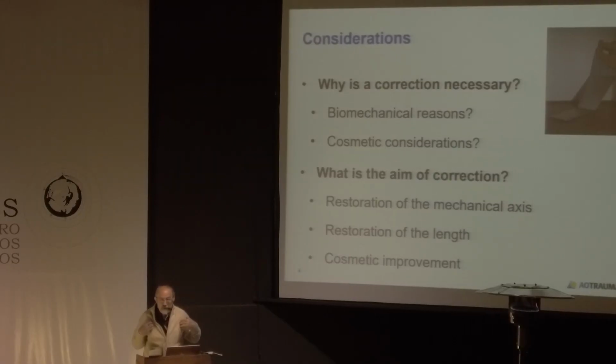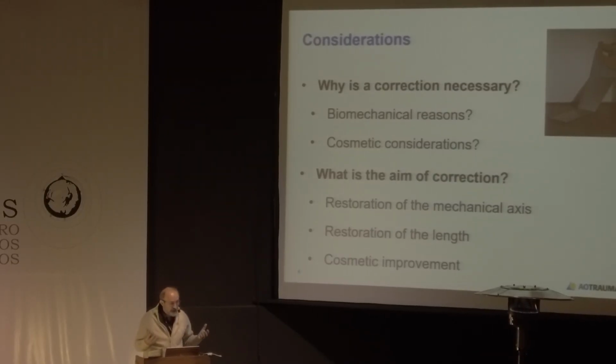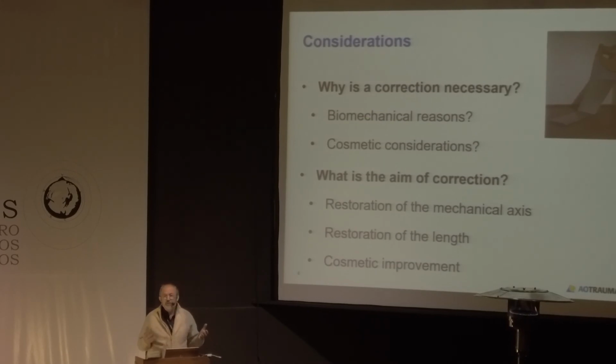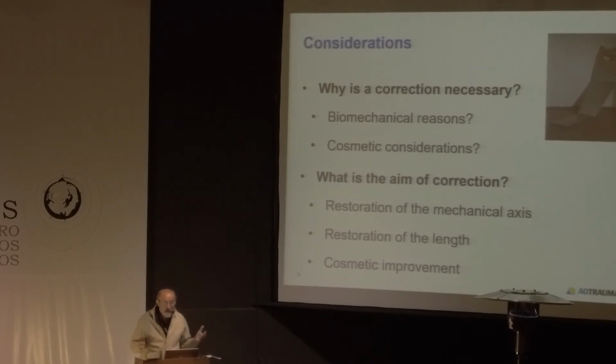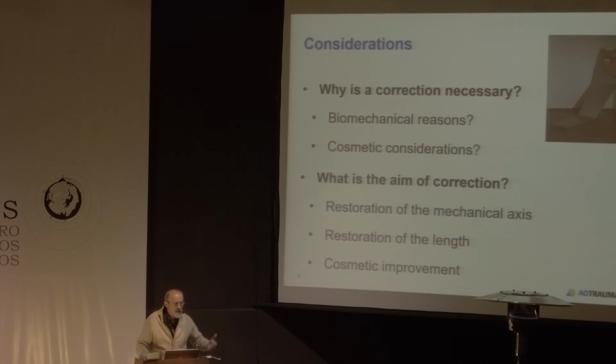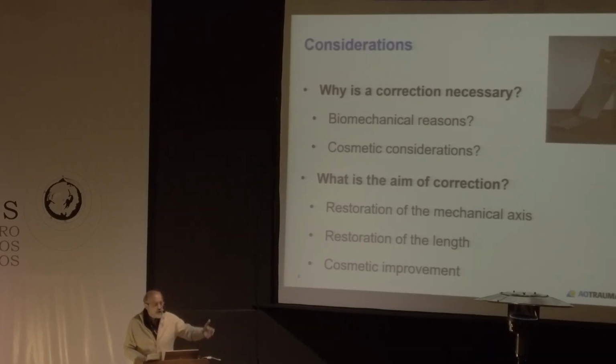So therefore, we have some considerations. Why is a correction necessary? It is a biomechanical reason. This is our task, because the patient cannot recognize the biomechanical situation in the future. Or sometimes, today also, cosmetic considerations, where the patient comes to you and says, I'm not happy with my leg or my arm, can you correct it? And you have to consider what the aim of the correction is: restoration of the mechanical axis, restoration of the length, cosmetic improvement.